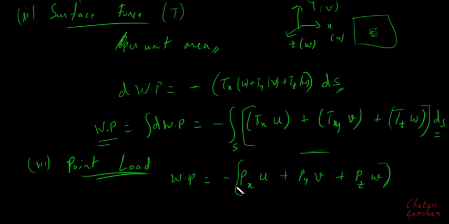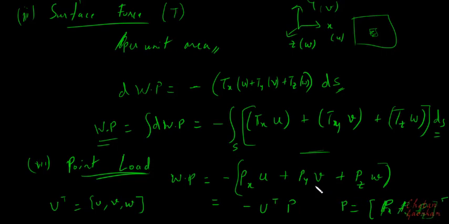Fine. And then I can again rewrite this as u transpose of P, right? U transpose of P, wherein u transpose is again nothing but u, v and w, and P stands for Fx, Fy, Fz or Px, Py, Pz transpose, which will give us back this expression. Even here I can write it in this fashion.